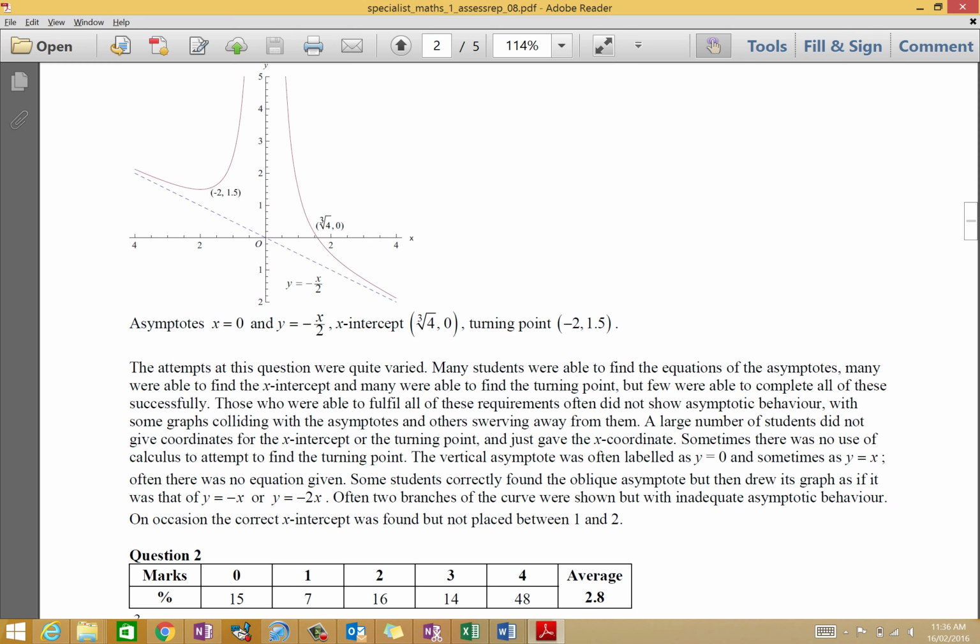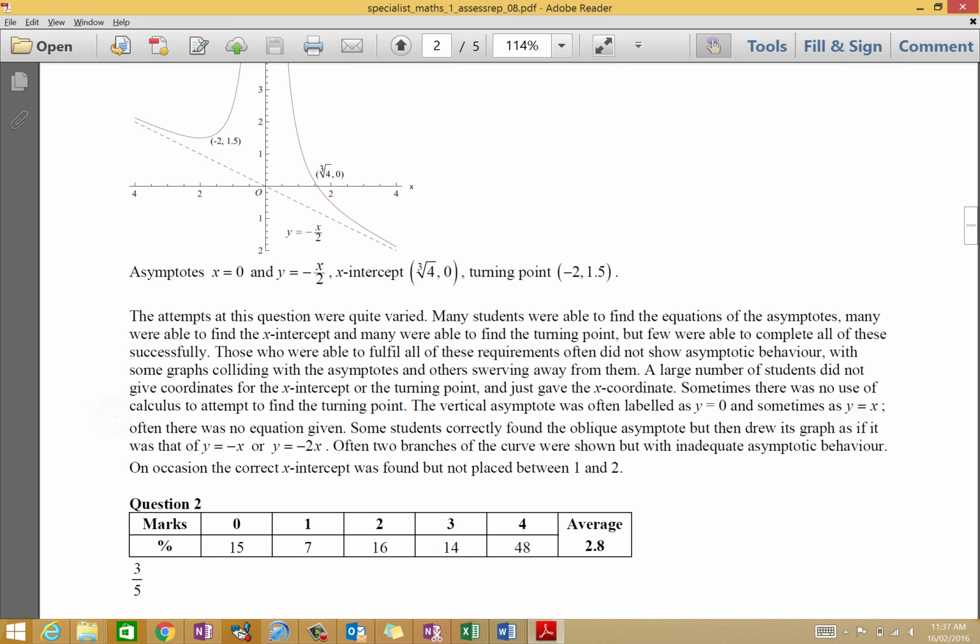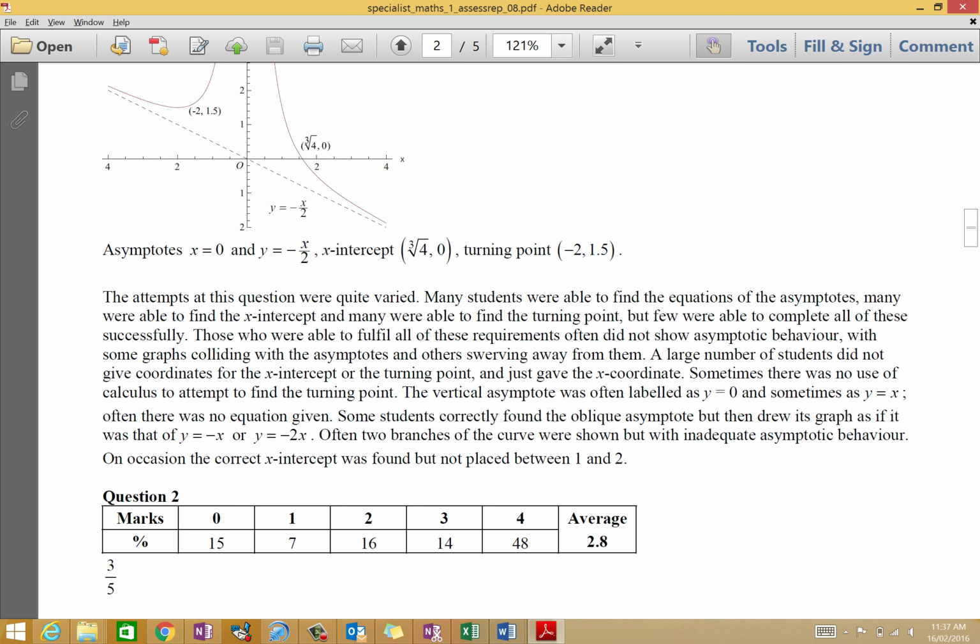The attempts of this question were quite varied. You can have a look at it here, but where did students lose the marks? Many students were able to find the equation of asymptotes, and many were able to find the turning point, but few were able to complete all of these successfully. Those who were able to fill all those requirements often did not show asymptotic behaviour. If you've got something asymptoting and then it just shoots off again, that's not asymptotic behaviour. You would lose a mark for that. A large number of students did not give coordinates for the intercept, so you have to give coordinates as stated, and just gave the x-coordinates.